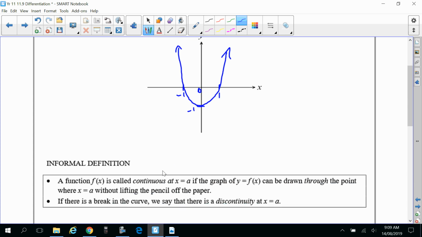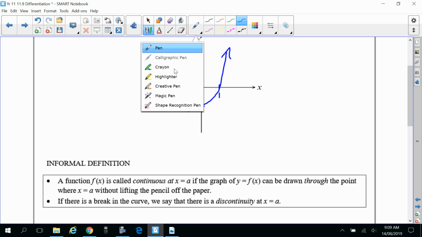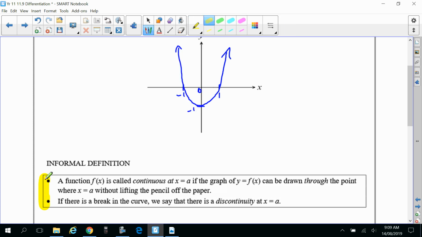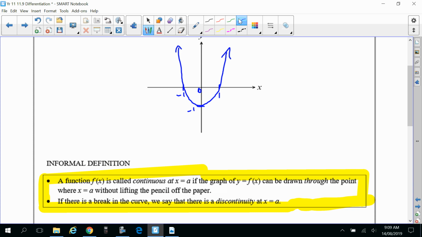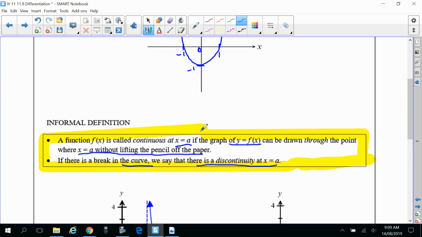Now let's look at the definition offered by the textbook, which is an informal definition. A function f(x) is called continuous at x equal to a if the graph of f(x) can be drawn through that point without lifting the pencil off the page. If there's a break in the curve, we say there is a discontinuity at x equal to a.